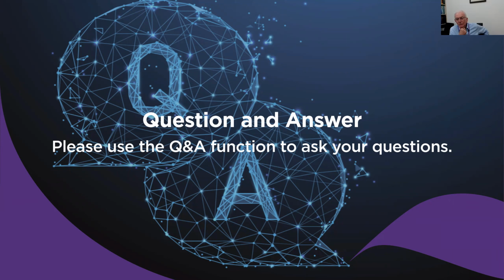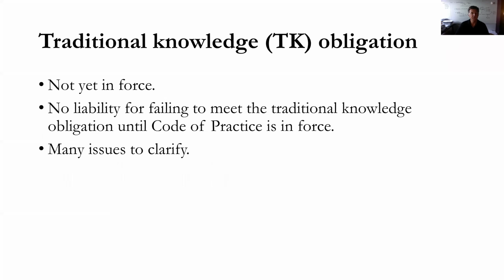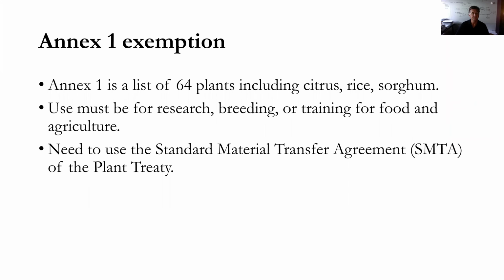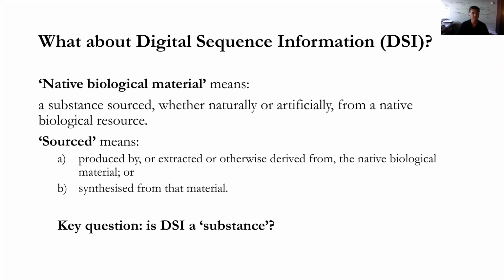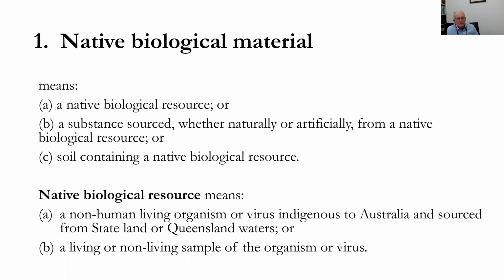Is this just about plants? No, it includes all. I can go back to the slide actually. I think it's anything that's non-human. A substance sourced from any non-human living organism or virus. So it's certainly not just plants. And it includes soil containing that. So we include micro-organisms, viruses, plants, animals, fish.